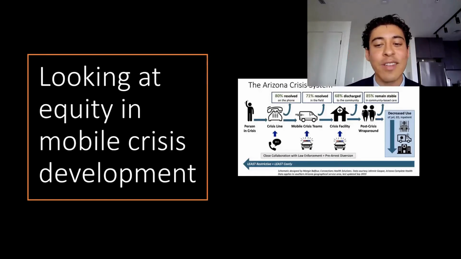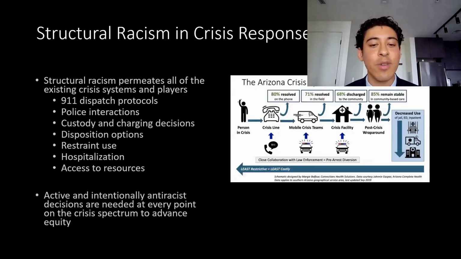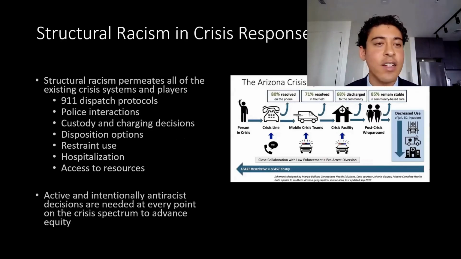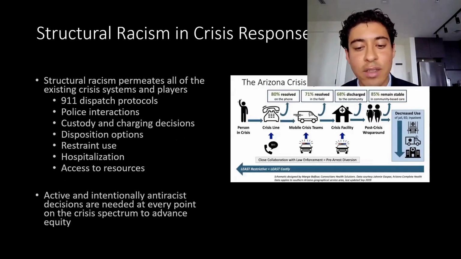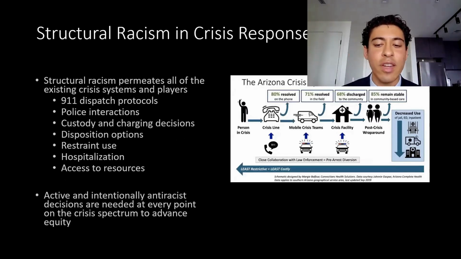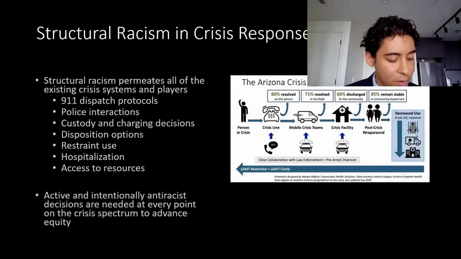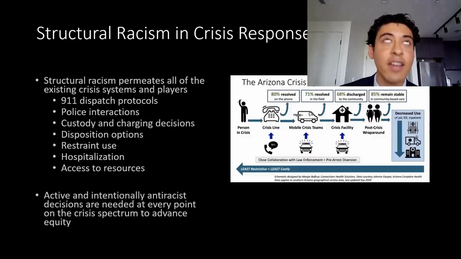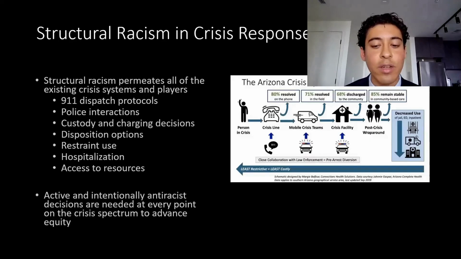So structural racism influences every decision made in crisis response. So how 911 dispatch protocols are developed and who's dispatched, how police interact with those individuals when they arrive on the scene, what custody and charging decisions are made, where individuals in crisis are taken, are restraints and handcuffs used, and if so, for how long, in what manner, are individuals in crisis able to access hospitalization? If so, what is that experience like, and what resources are available after the crisis? So we need to make sure that we're making intentional, actively anti-racist decisions, because the system is going to go by default in the opposite direction.